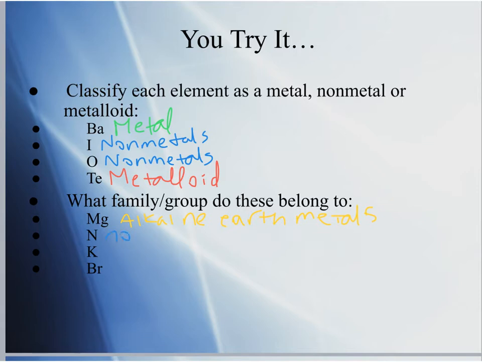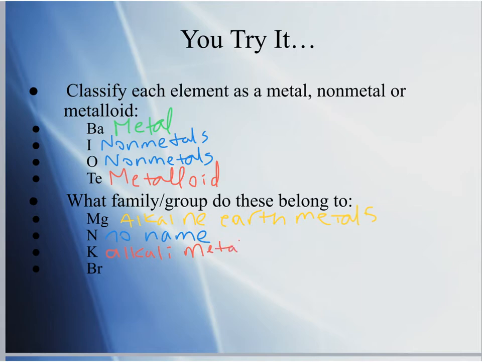He has no name, right? No special name. Remember, he's in group 5A, and group 5A are nonmetals at the top, and as you go down the group, it turns into metals. So no name for them. Potassium, though. Go and find potassium. He's on that left-hand side. In fact, he's in column 1. Column 1 are the alkali metals.